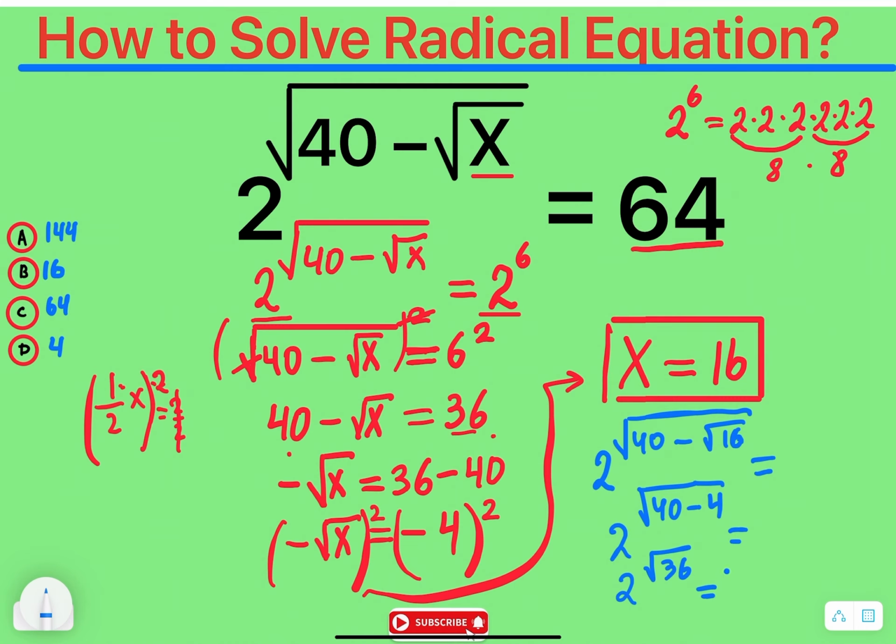This is equal to 2 to the power of square root of 36, which comes out of the radical sign and becomes 6. 2 to the power of 6 equals 64. That's what it was telling us. So we solved the equation correctly and found the value of x, which is 16. Here, B is the correct answer.